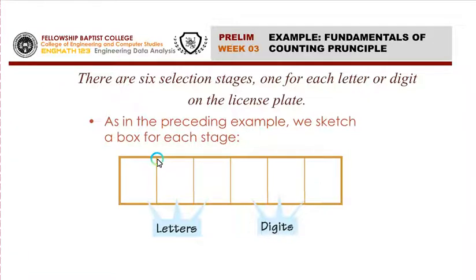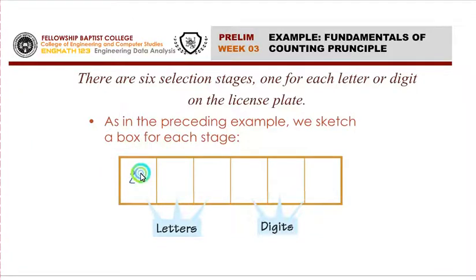So in our first choice, we have 26 alphabet letters we can use. Since repetition is allowed, we can still use the same letter again, so we have 26 for the second letter, and the same also with the third letter. For the digits category, we have 10 possible options from 0 to 9. So we have 10 here, 10 here, and 10 in the last stage of our selection.